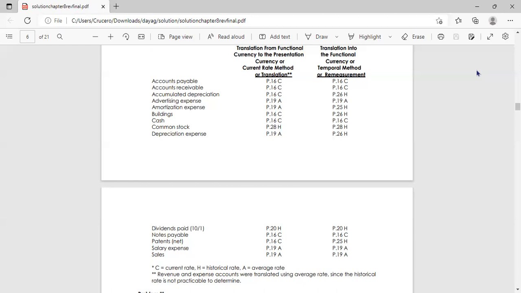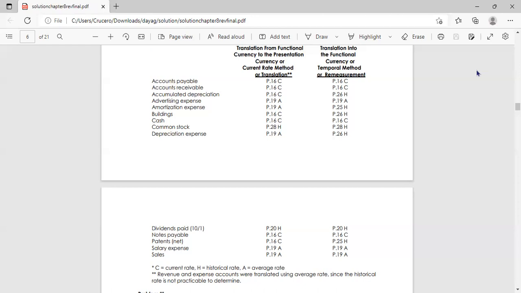Then we have the notes payable due in 20Y2. So we use the current or the closing rate. The fact that we have notes payable falls under monetary liabilities. So under both methods, we use the current or the closing rate on December 31, 20x9.